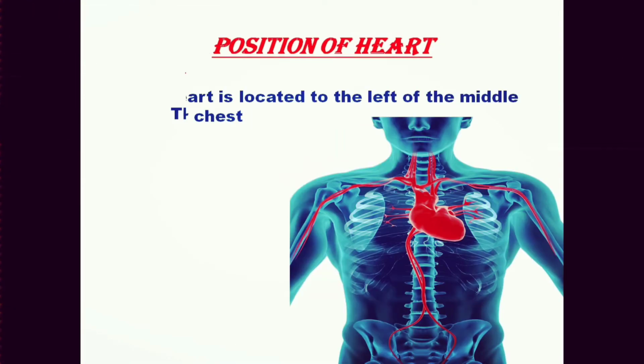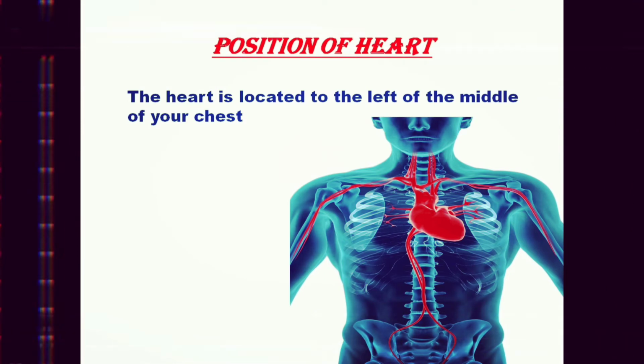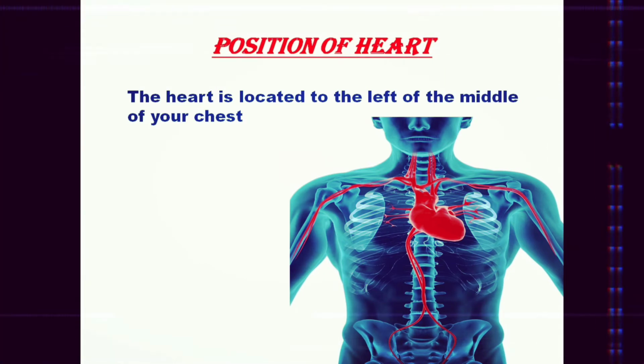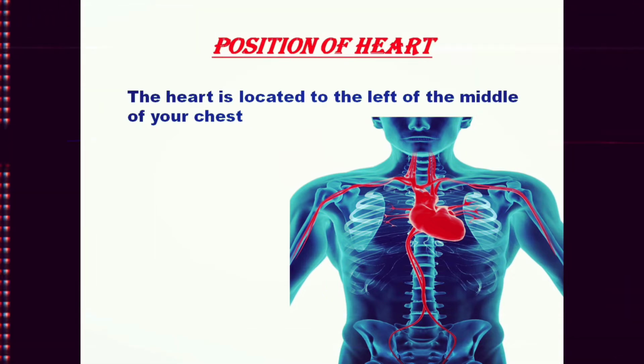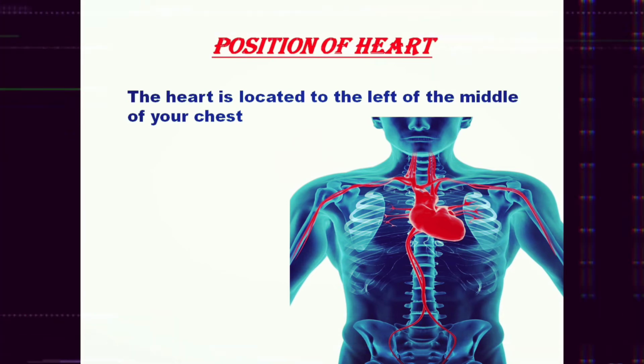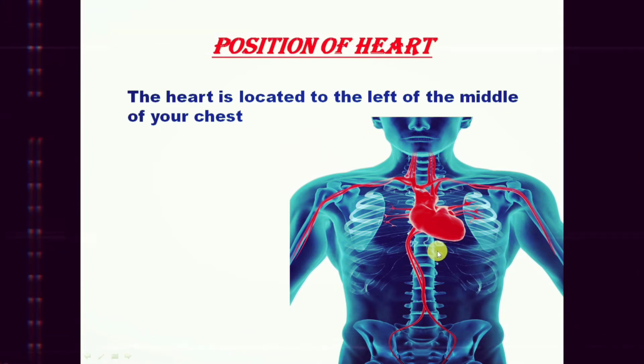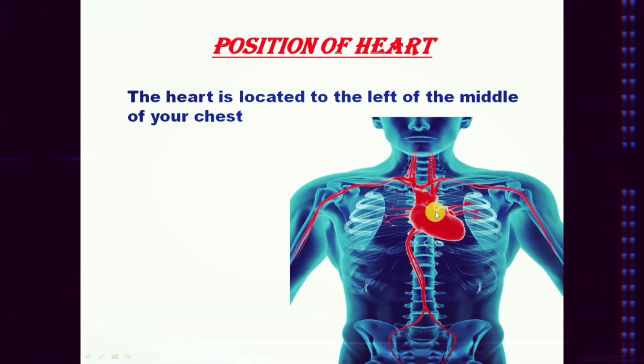Next, I will discuss the position of the heart. So, what is the position of the heart in the thoracic cavity? As the heart is a powerful muscular pumping organ, it is found in the thoracic cavity behind the sternum, between your two lungs.